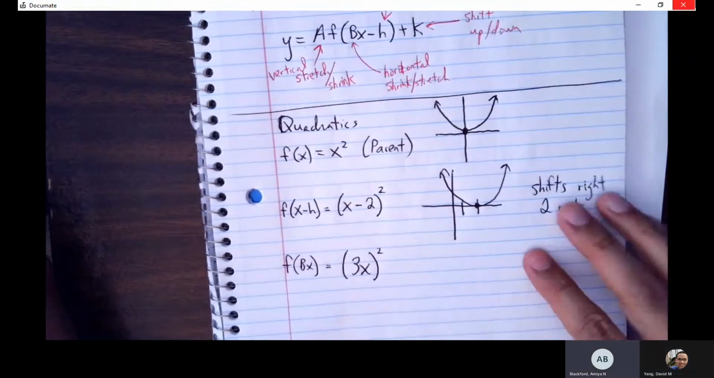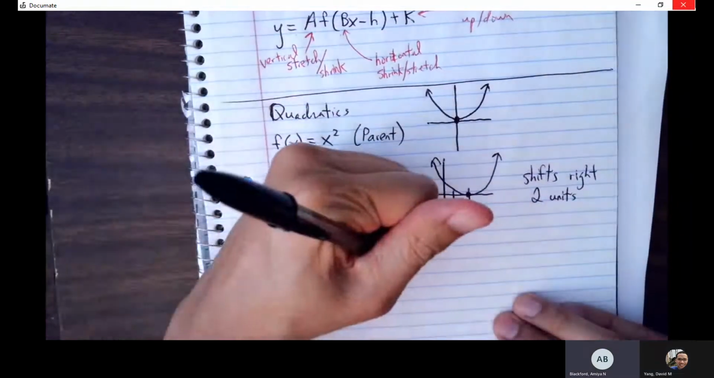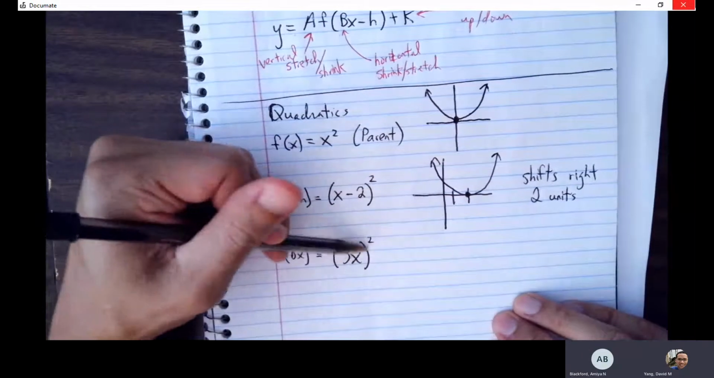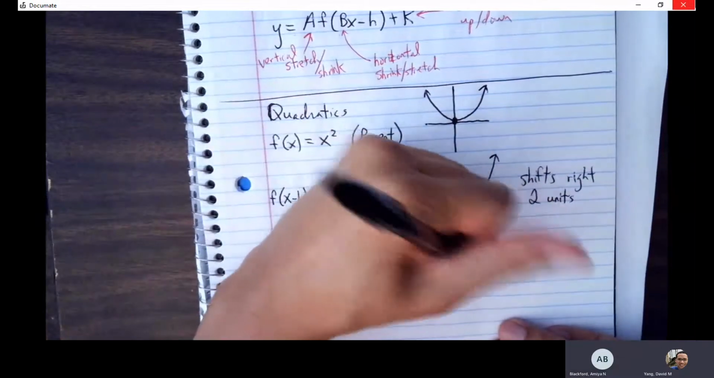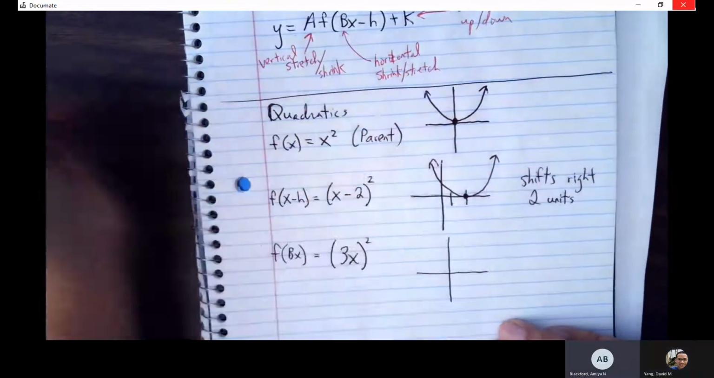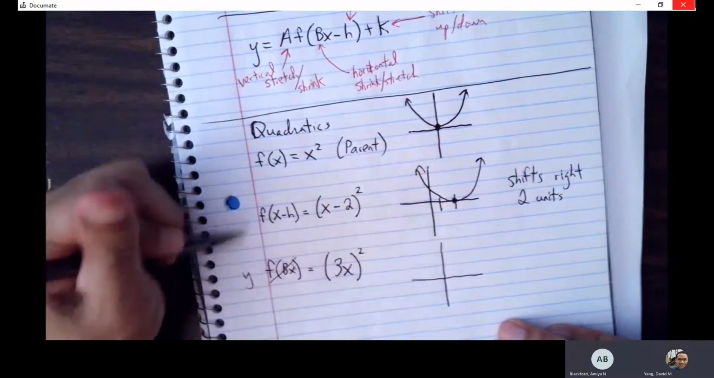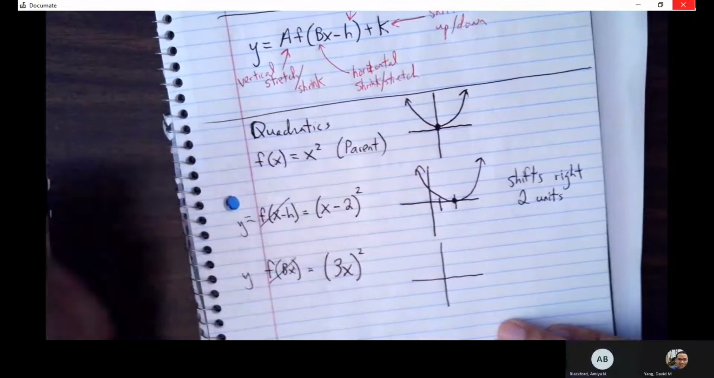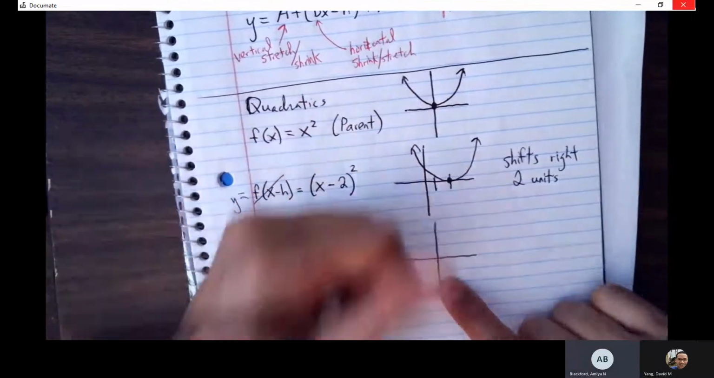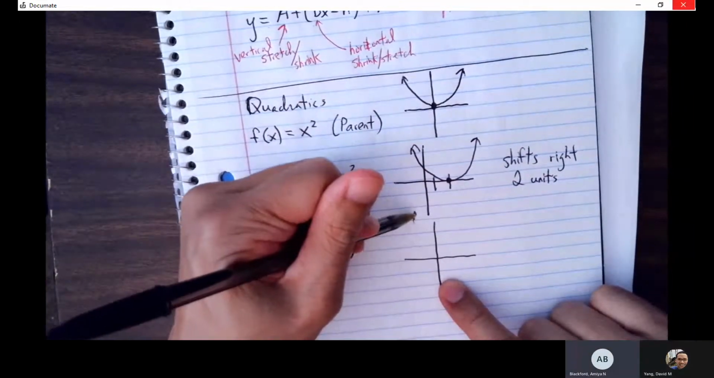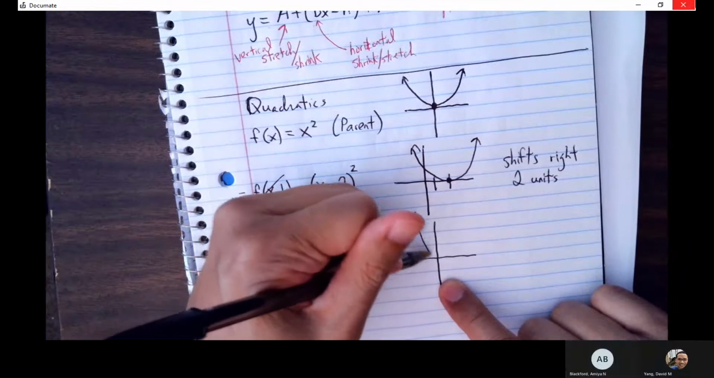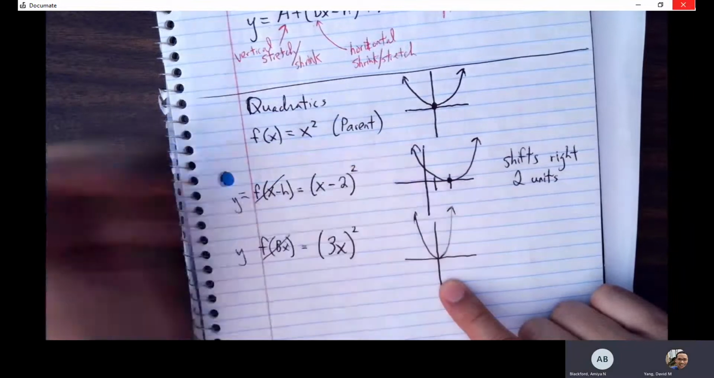So when we graph it in Desmos, what do we put? Just say y equals parentheses 3x quantity squared. Oh, so don't use the f of x, just use the y. Yeah, just use the y. You can just say y equals. And then it's going to be really narrow.